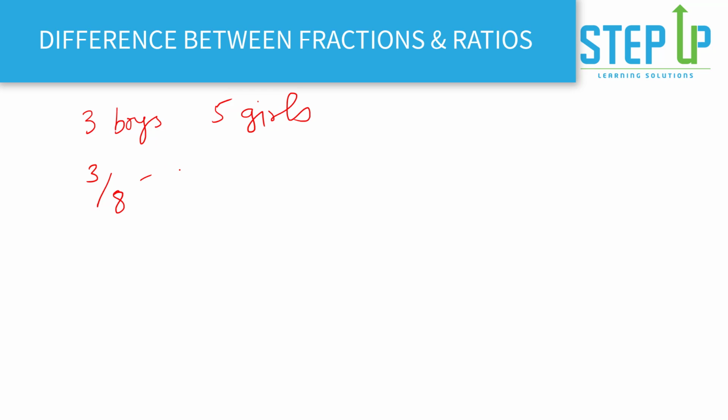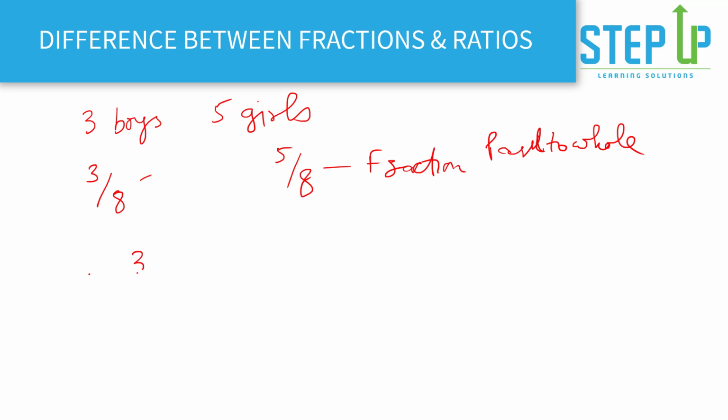So this is the fraction. Or if I ask you what is the fraction of girls in the class, it is 5 by 8. That means a fraction is nothing but part to whole. Whereas the concept of ratio is part to part. That means if I ask you what is the ratio of boys to girls in the class, it is 3 by 5. Or if I ask you what is the ratio of girls to boys in the class, you can say 5 by 3. This is a very simple concept of fractions and ratio.